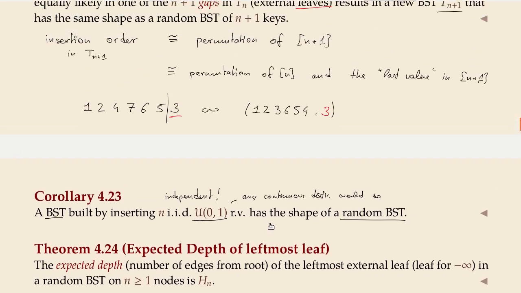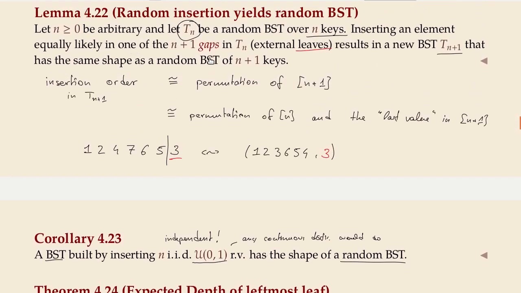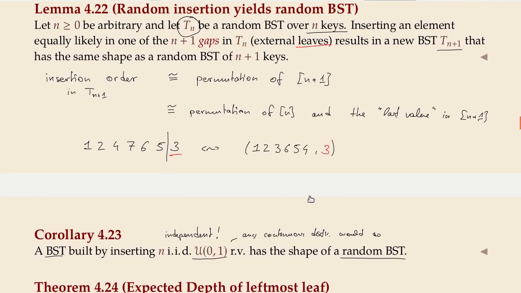Now, to come back to this lemma, let me do it like this. What this corollary tells us is if we have a tree with n keys, where these are all just IID chosen on the unit interval. Now we build a tree where we insert these in the order that I just drew them. And now we draw another one.